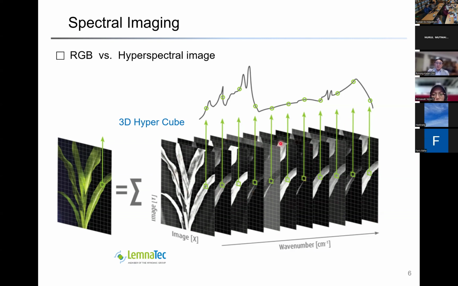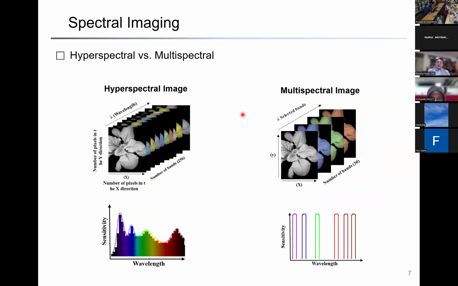Okay, so in these hyperspectral images, when we look at one pixel, this Z direction is like a spectrum. A spectrum is like different intensity at specific wavelengths, right? So one pixel becomes a spectrum in the hyperspectral images.